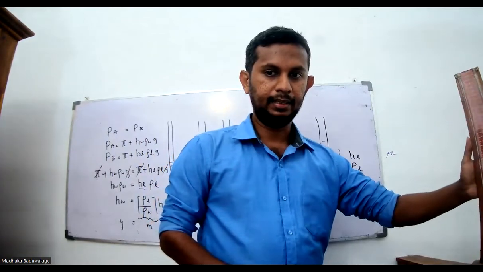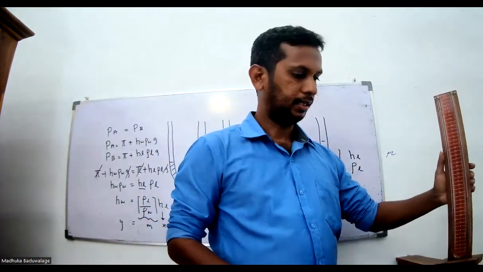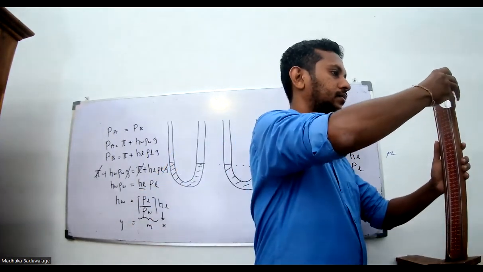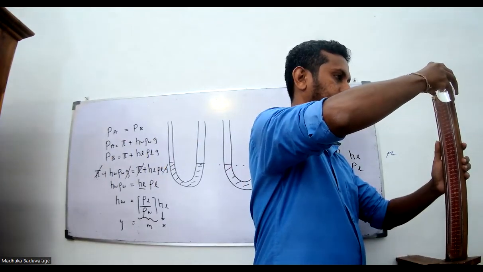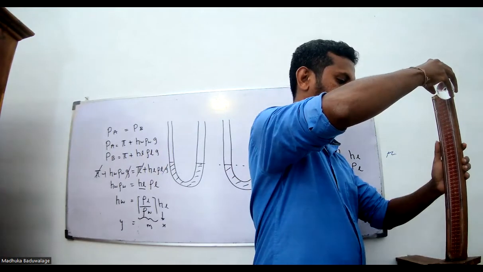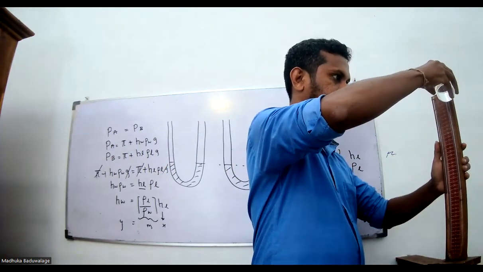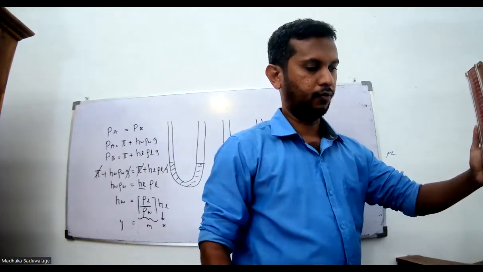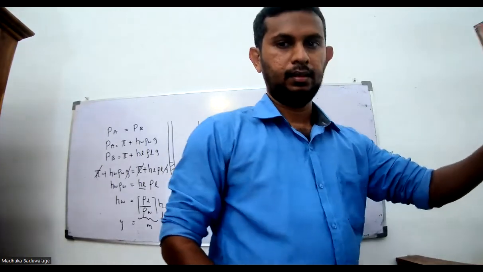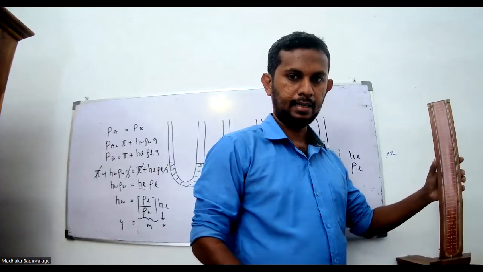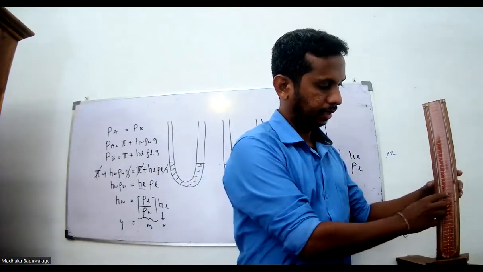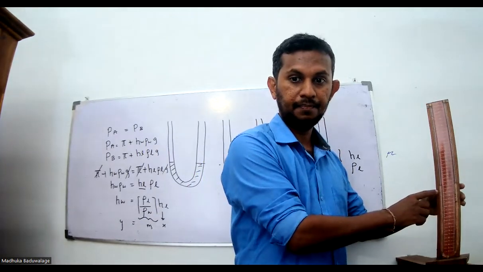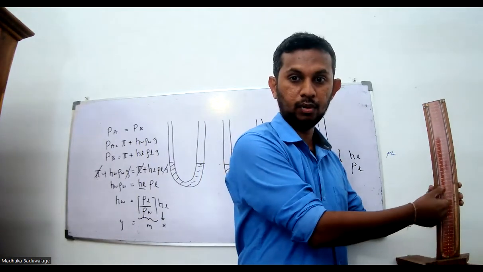Now I am going to add water to the column first. Now you can see this is water. Now I have added water into here, and you can see the common interfaces are nearly equal on both sides. You can see the upper water meniscus in both arms.